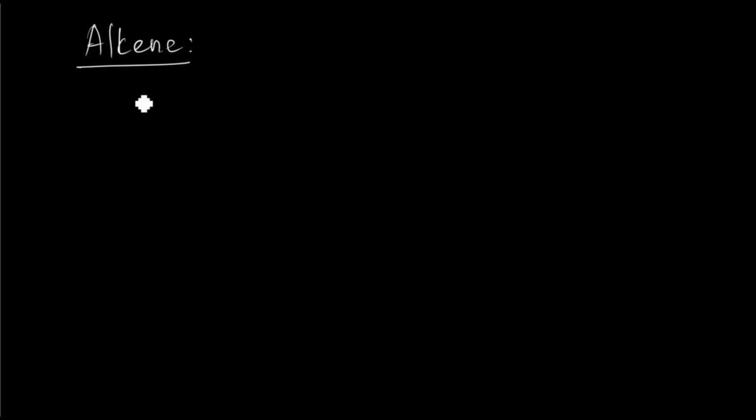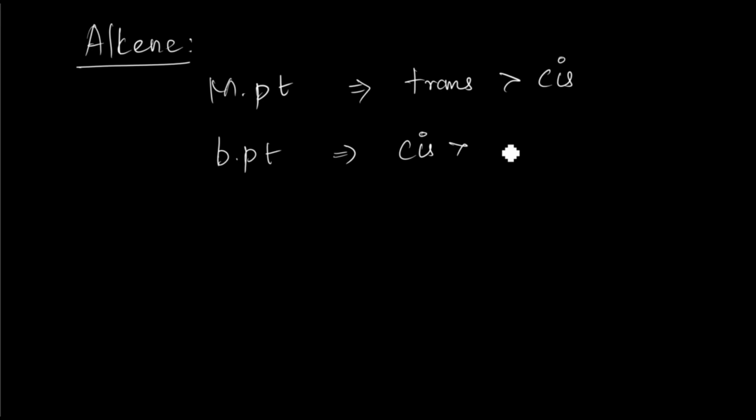Alkenes, general properties: the melting point increases with increase in molecular weight. The boiling point also increases with increase in molecular weight. The melting point of the trans structure will be more than the cis. Similarly, if I am considering the boiling point, cis will have more boiling point than trans, because branching decreases the boiling point. In case of melting point, the packing capacity affects the melting point.